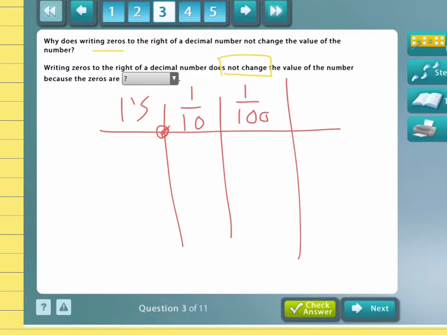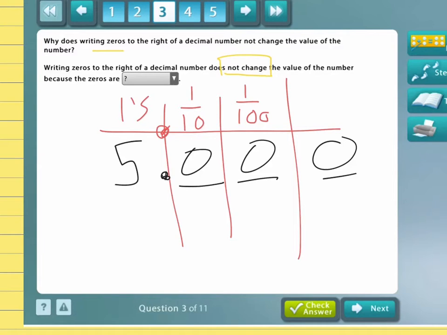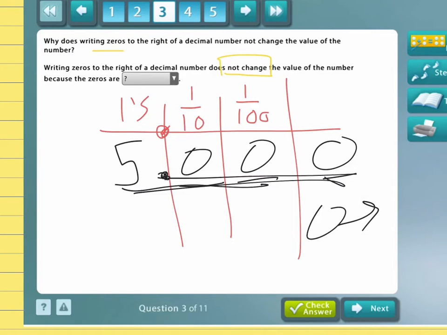So why does writing zeros to the right of a number not change the value of the number? Let's just take a simple example. Let's say I have 5 wholes. I can put as many zeros as I want. It's still going to be 5 wholes, because it's 5 and nothing: 5 and 0 tenths, 5 and 0 hundredths, 5 and 0 thousandths. Anytime you have a 0 to the right of the decimal point, it does not change that number, because zeros are just placeholders showing there's nothing in that place.